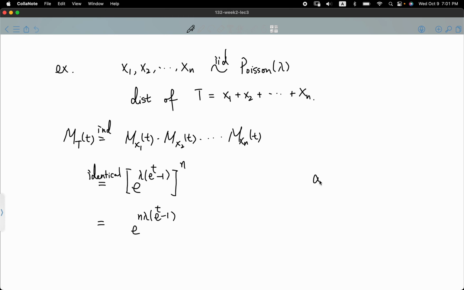And this is like using this property here. So e^A multiplied by e^A all the way to e^A is equal to (e^A) raised to the power of n times. Or you can use A plus A plus A, and then you have n copies of them. And this is equal to e to the power of A multiplied by n. You have n copies of them. Okay.